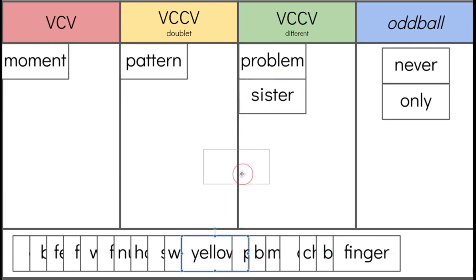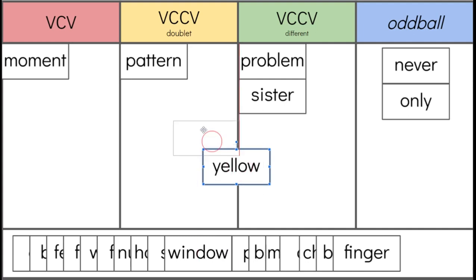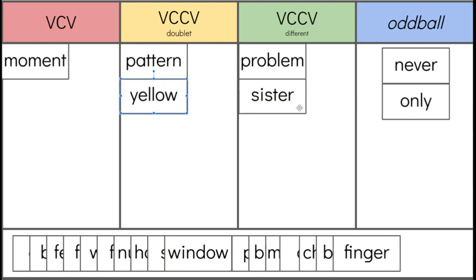One last word here, the word yellow, yell, low. Two syllables again. This time we have the double L or the doublet with the L in the middle, and that tells us that the E makes the short vowel sound, eh. Yell, low. So this one can go in our doublet column. All right, you can sort the rest, and that is it for us today.